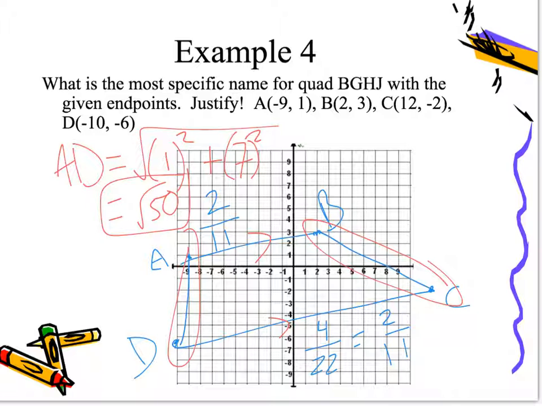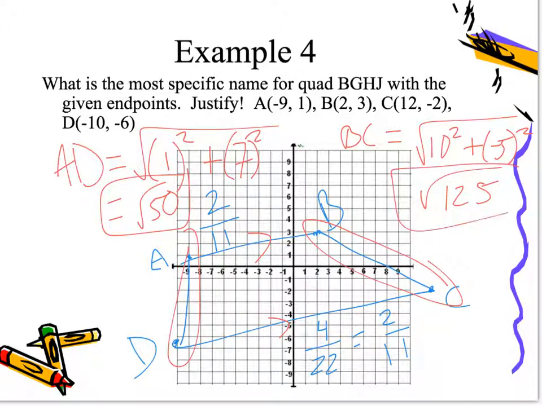And then I got BC. So this one would be 12 minus 2 is 10 squared. And then we've got -2 minus 3 is -5 squared. So I've got 100 plus 25, square root of 125. Again, I'm not even simplifying them because all I'm doing is comparing. Are they the same or not? Are these two legs the same length? No. So it's just a trapezoid.